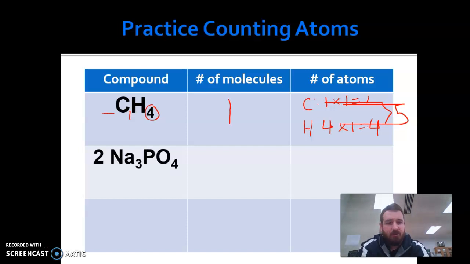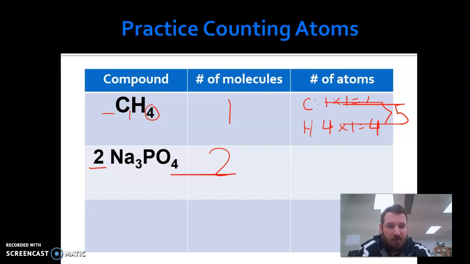Whew, so this one looks crazy. So we have 2Na3PO4. All right, well let's start with how many molecules I have. So for molecules, I want to look at my coefficient. My coefficient is 2. So I have 2 molecules. And obviously, I did not figure out what the problem with the pointer was.